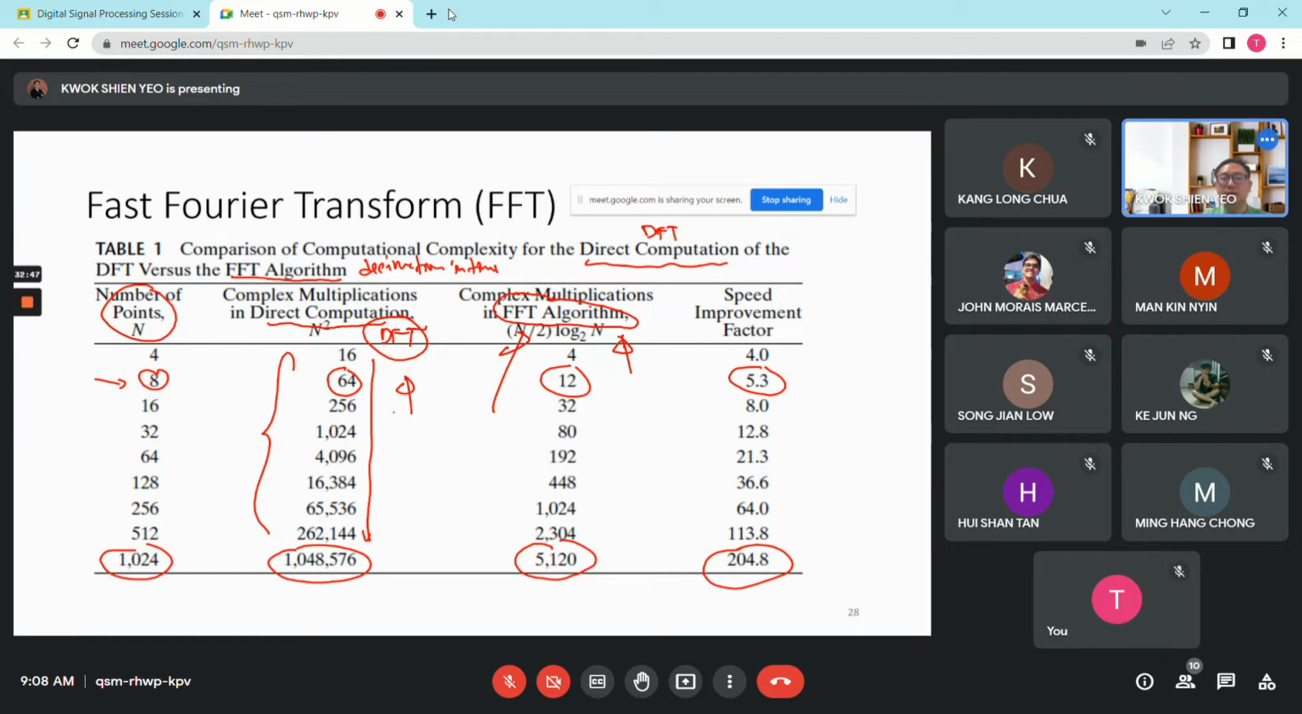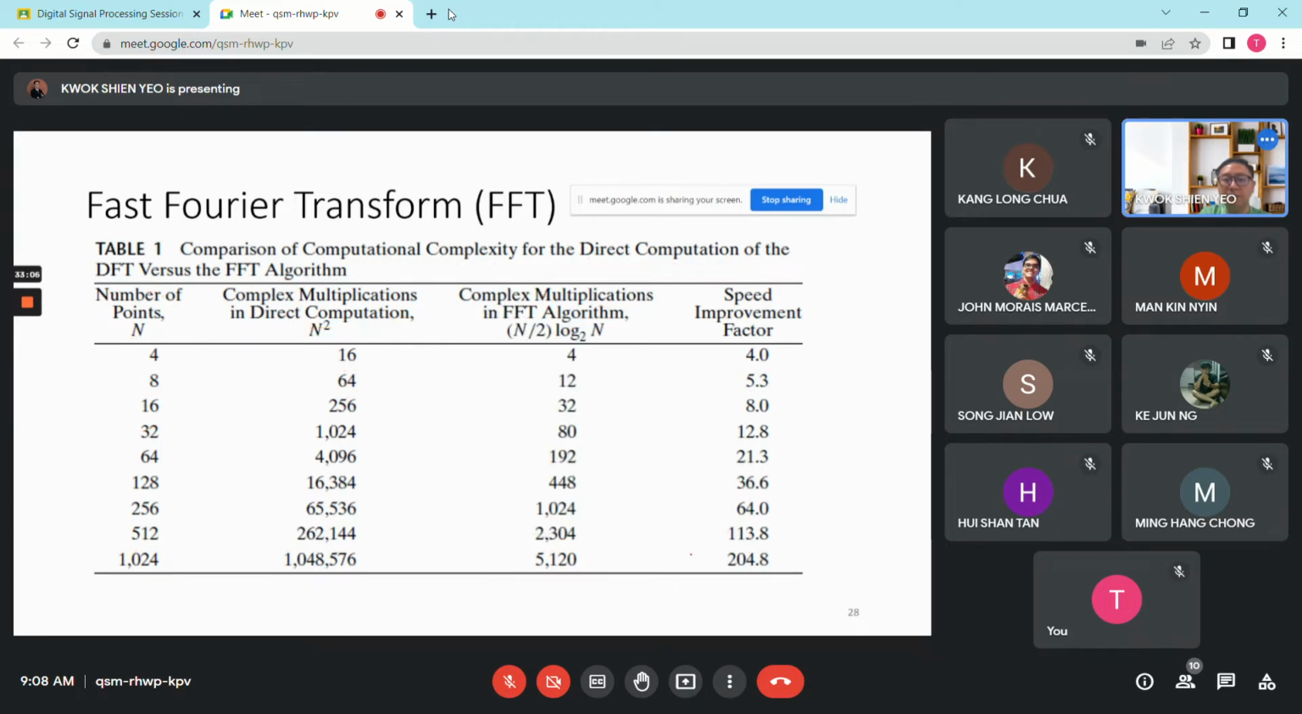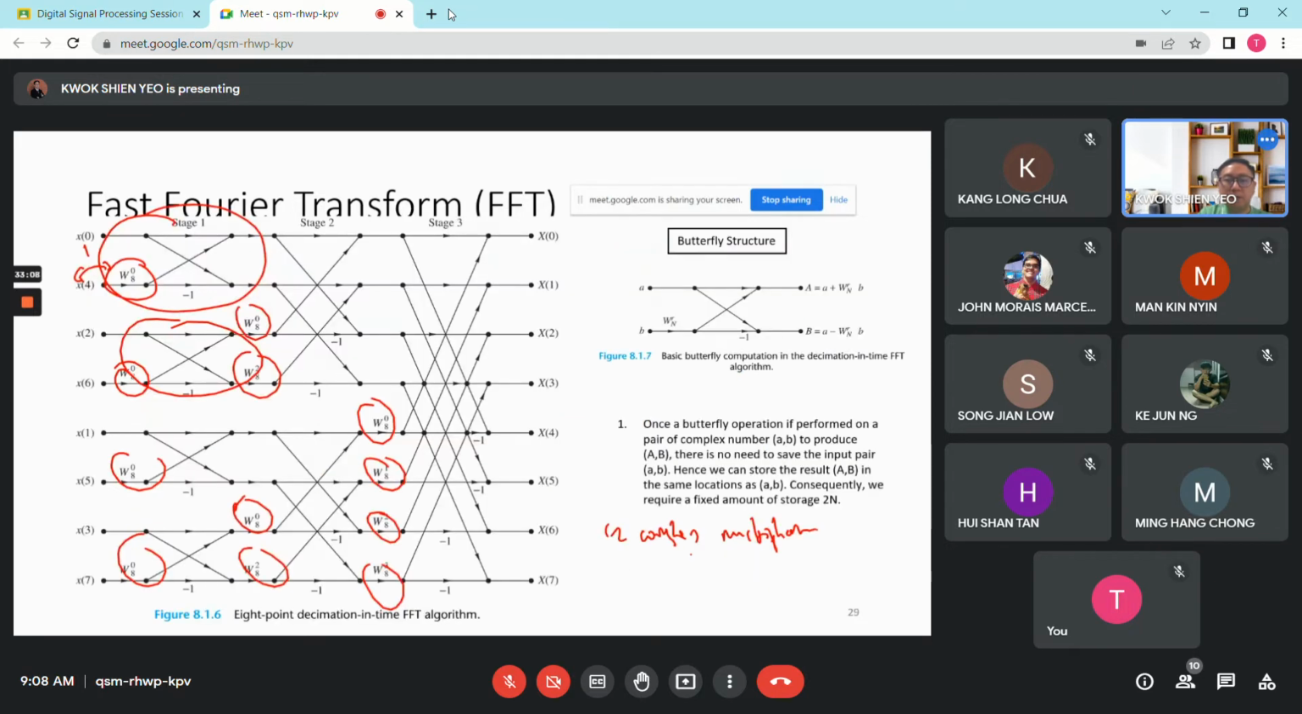Of course, if the number is low and you have an abundance of computational resources, then probably you don't mind coding this into your program. But if the N is large, then you have to use FFT. So that is the idea here. So the thing is, how do we construct this?